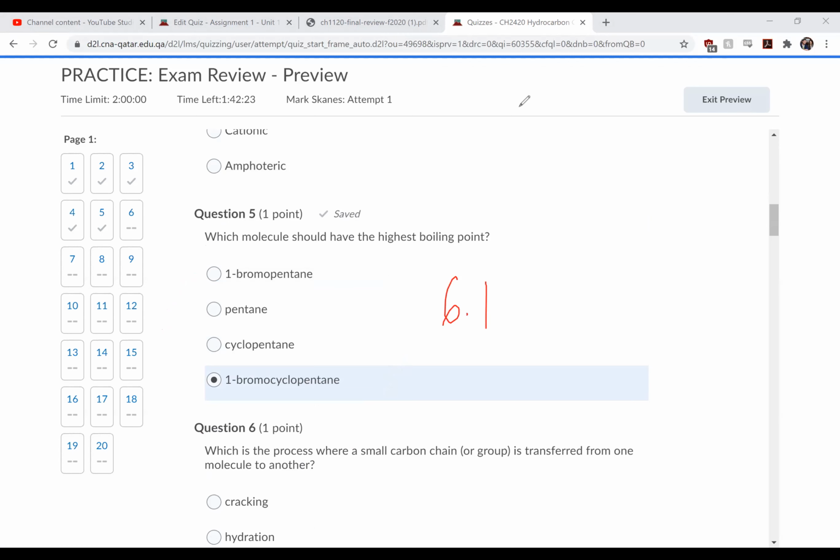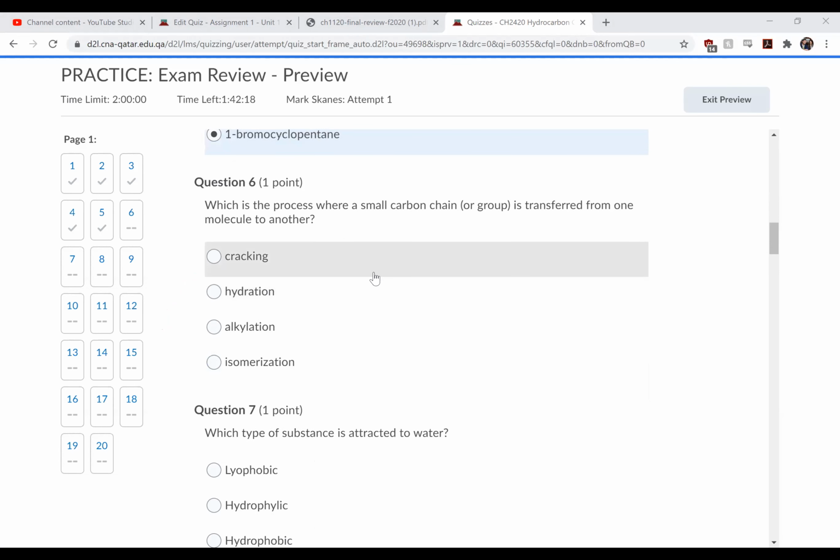All right, moving on. Question number 6. Which is the process where a small carbon chain is transferred from one molecule to another? Basically alkylation. Hydration isn't really one of these industrial processes we looked at. Cracking is when you take a large carbon chain and break it, literally crack it into something smaller.